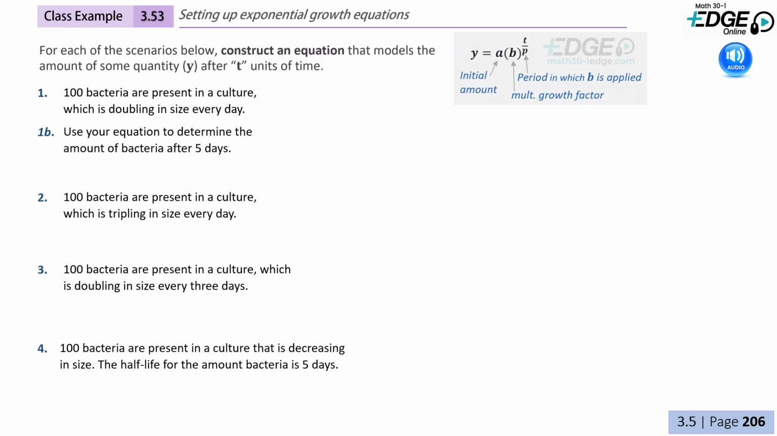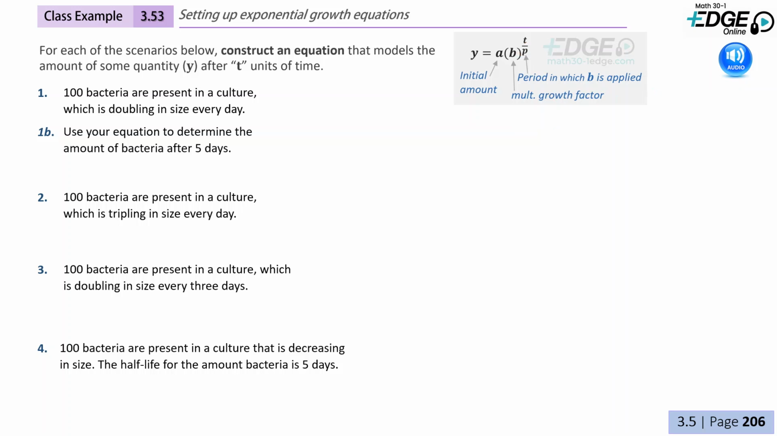Class example 3.53. For each of the scenarios below, construct an equation that models the amount of some quantity y after t units of time. For these questions, it's going to be useful to keep our general equation in mind, where a is the initial amount, b is the multiplier or the growth factor, and our p-value in this case is the period in which b is applied. And we'll talk more about that as we go through the questions.